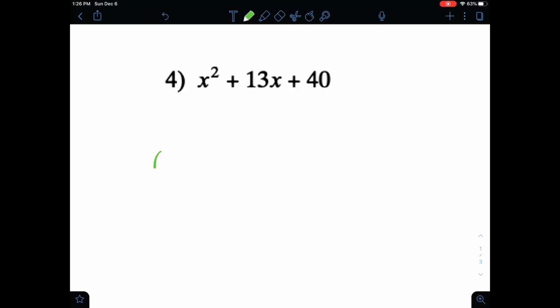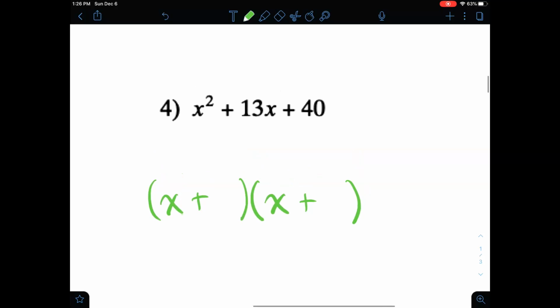So now we're just going to do the smiley face method. So we need factors of x squared. Well, in fact, the only thing that can multiply to x squared is going to be x times x. So we can put those in front and know we're good. These are both positive, which is nice. So now we know these are both going to be positive right here. Now we need factors of 40 that are going to add to 13. Well, factors of 40, we got 1 times 40, 2 times 20, 4 times 10, and 5 times 8. Those are the big ones. So which ones are going to add up to 13?